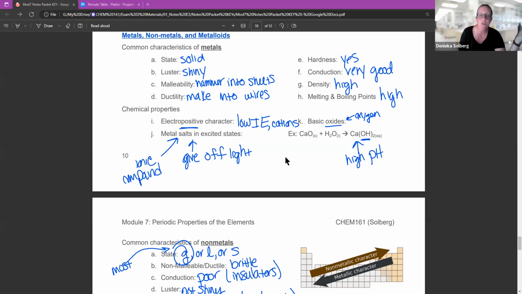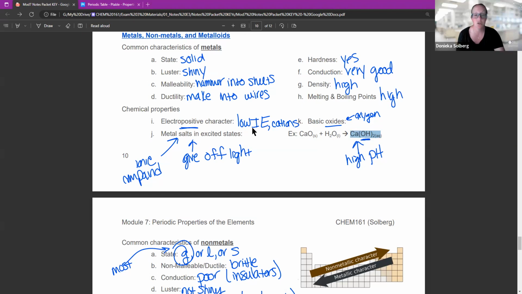Okay. Also, when you have a metal oxide, it's going to make something basic. So they have basic oxides. Calcium oxide, that's a metal oxide. When you put it in water, you actually get calcium hydroxide, which is super basic. See a little OH there. It has a high pH. So anytime you put a metal oxide, so something that has been oxidized, like rusted, into water, you're going to get something basic. Okay, so these are all characteristics of metals.